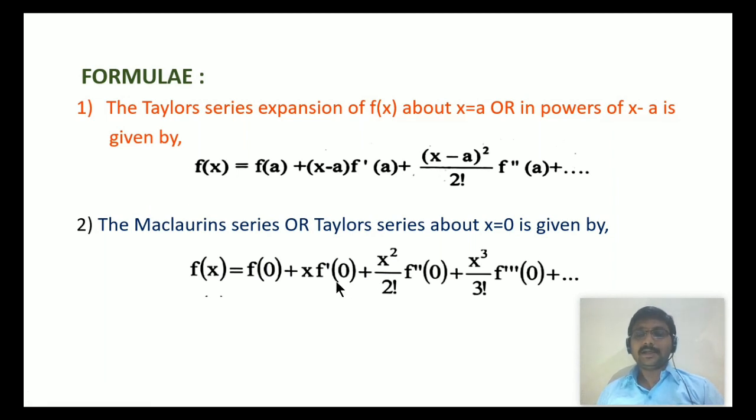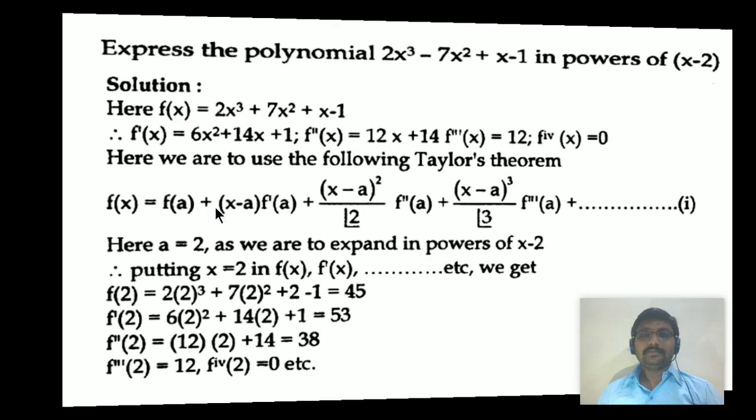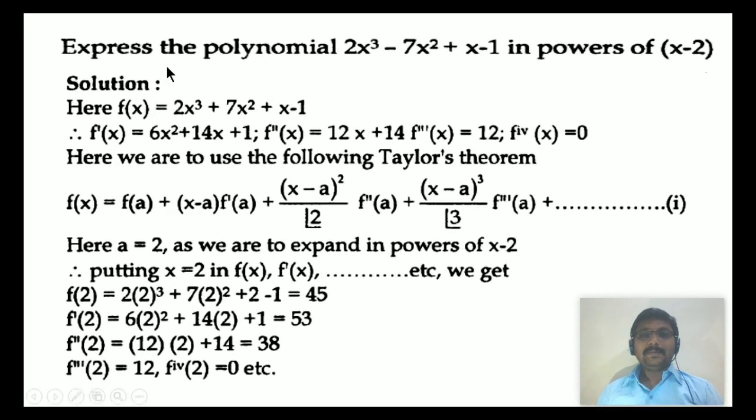The functions are, let it be, small f of x. So don't forget these formulas. Importantly, to obtain the Taylor series or Maclaurin series, we have to use both the formulas. Now problems. The first sum: express the polynomial 2x cube minus 7x square plus x minus 1 in powers of x minus 2. Solution: given expression or polynomial, let it be f of x.